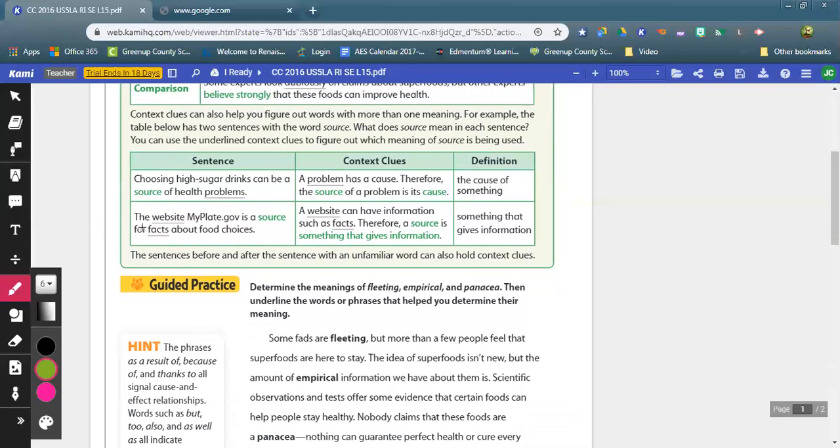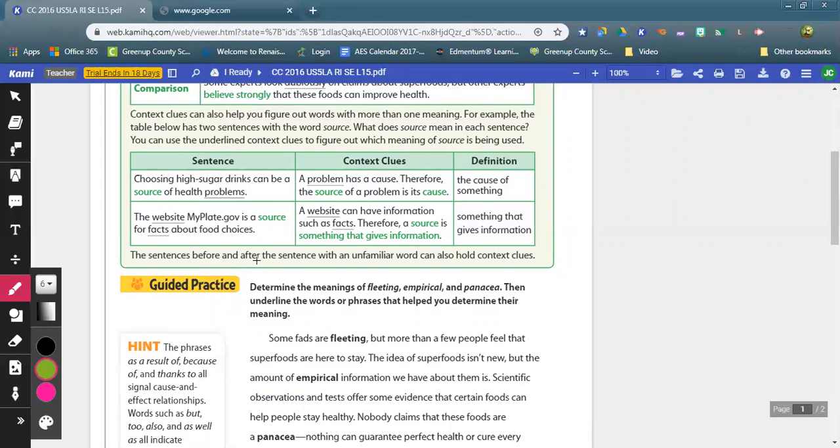The next sentence we have, website myplate.gov is a source for facts about food choices. The website can have information such as facts, therefore a source is something that gives you information. So a source is something that gives you information. So you kind of have to use your schema, your background knowledge to figure out some of these.